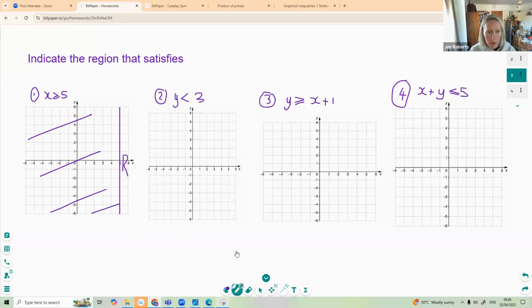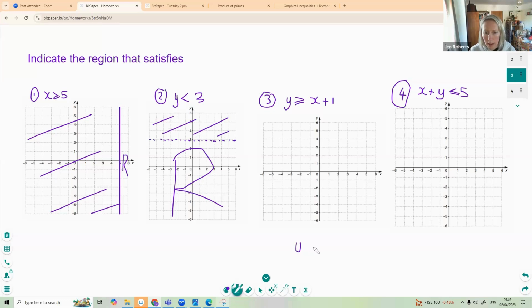I need to draw the graph y is equal to 3 first, which is here, with a straight line. I want y is less than 3. Oh no, I need a dashed line, don't I? Because I don't have the equals there. I want y is less than 3. All these values here for y are less than 3. I do not want this.